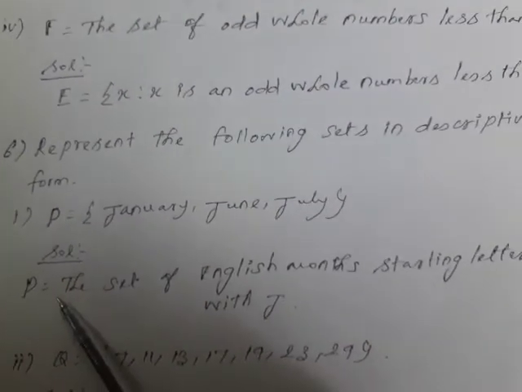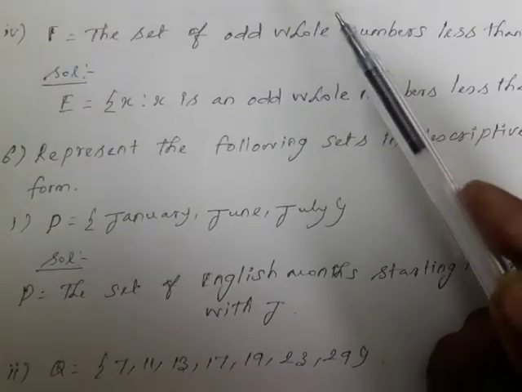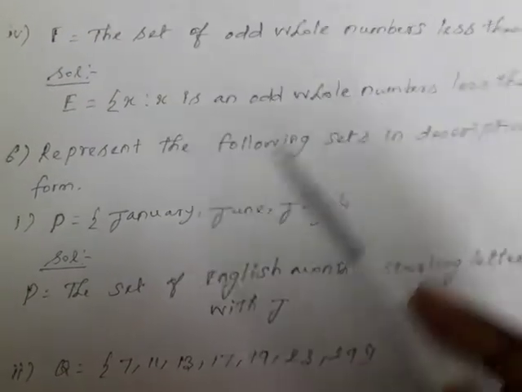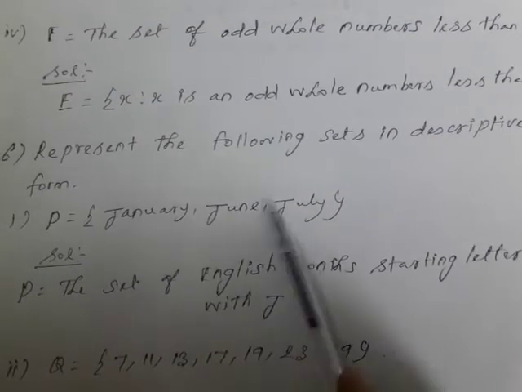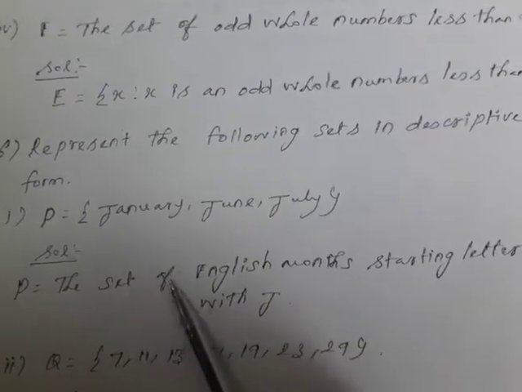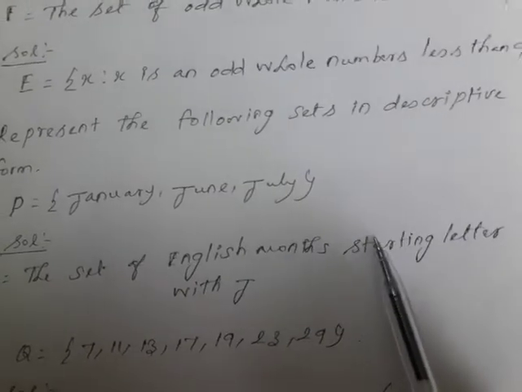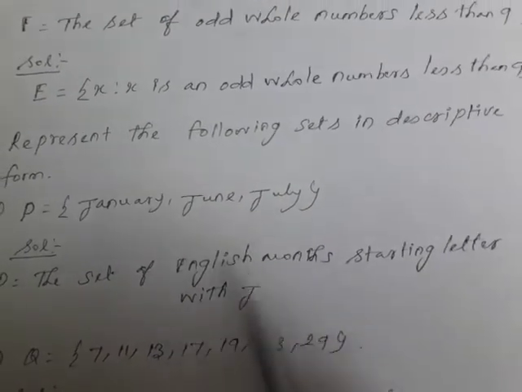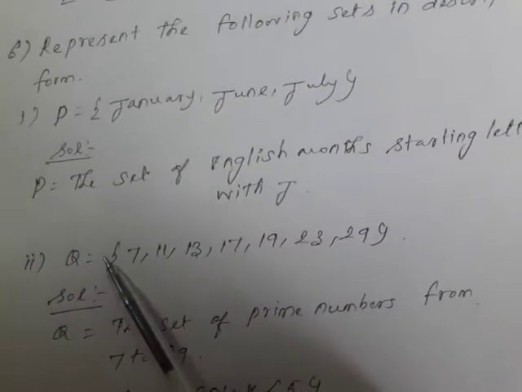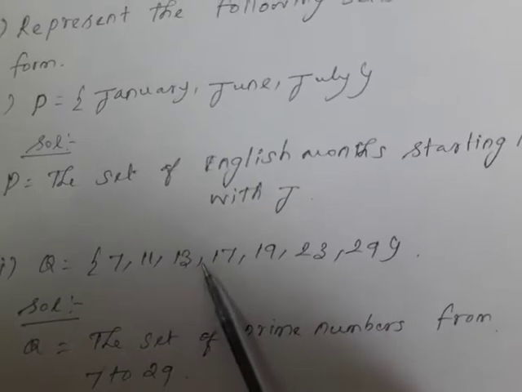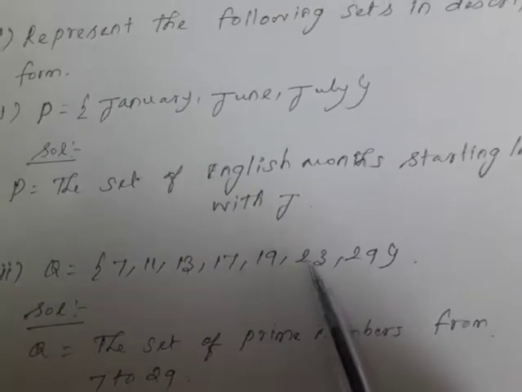So set P is equal to, in the set builder form we removed the set of. But here you have to add the set of. The set of English months starting with the letter J. That's all. The next one, set Q is equal to 7, 11, 13, 17, 19, 23, 29.